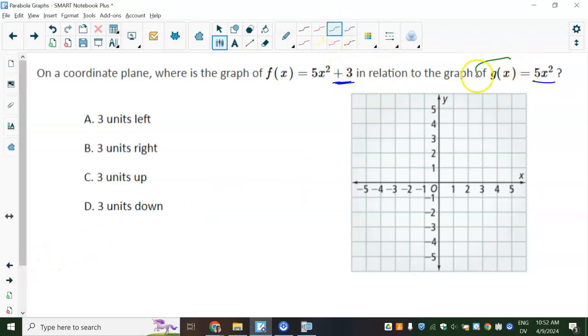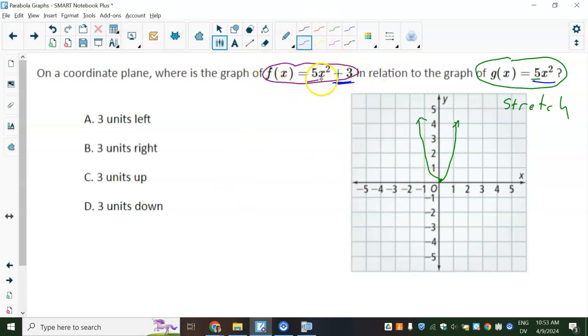Okay, so I'm going to draw the original one here in green. All we have here is a times 5, so this is just a stretch. The original one, 5x squared, is just pulled up really tight like that. The times 5 makes it go up faster than it used to. And then the new one, I'll draw here in purple, is the same thing with the times 5, but then it's got a plus 3, and that just makes it go up 3. So it's going to be the same kind of tight shape, it just moved up 3. So the transformation here is just 3 units up.